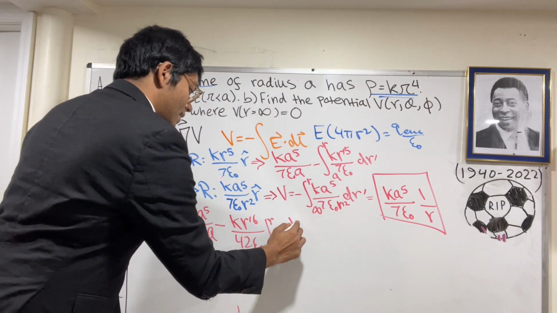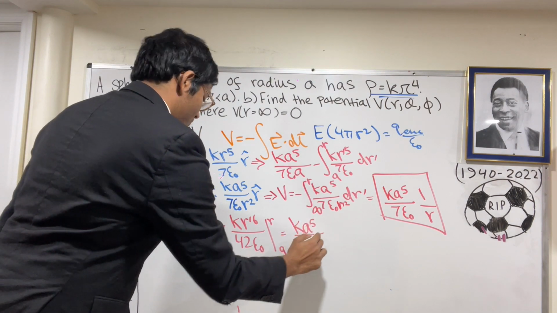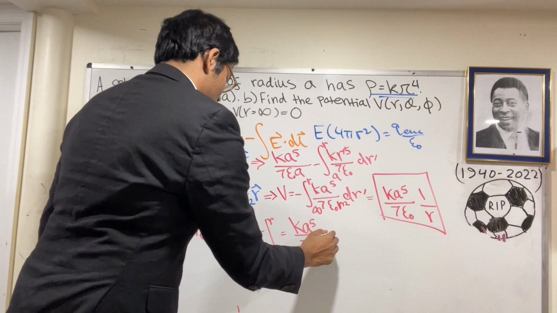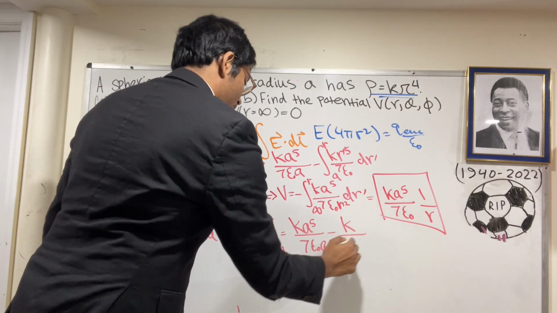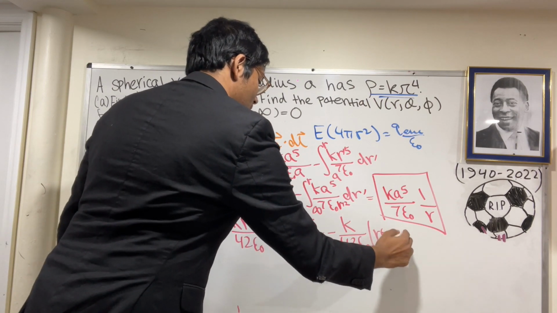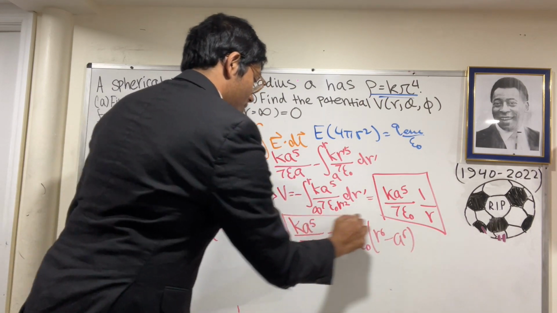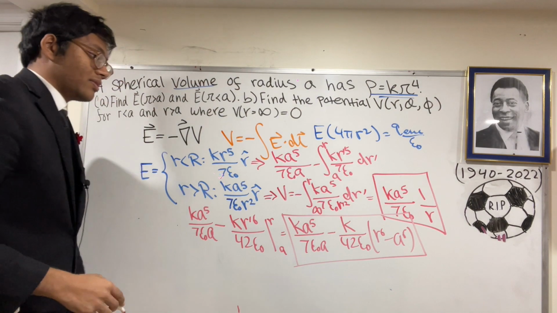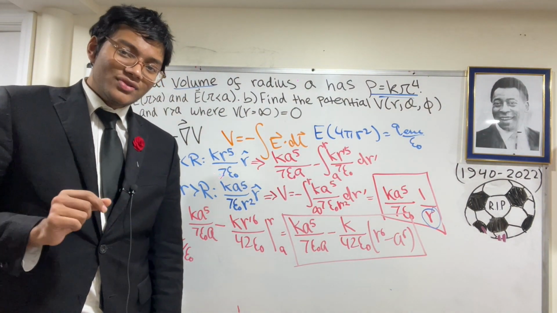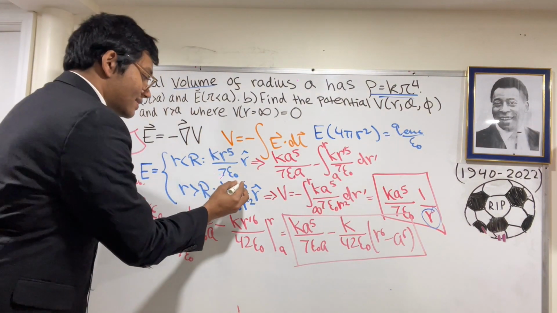And so this is going to be ka to the 5 over 7 epsilon naught times a minus k over 42 epsilon naught times r to the 6th minus a to the 6th. That, ladies and gentlemen, is the electric potential inside. But there's one mistake left to be found. Can you see it, folks? It's this exponent right here.